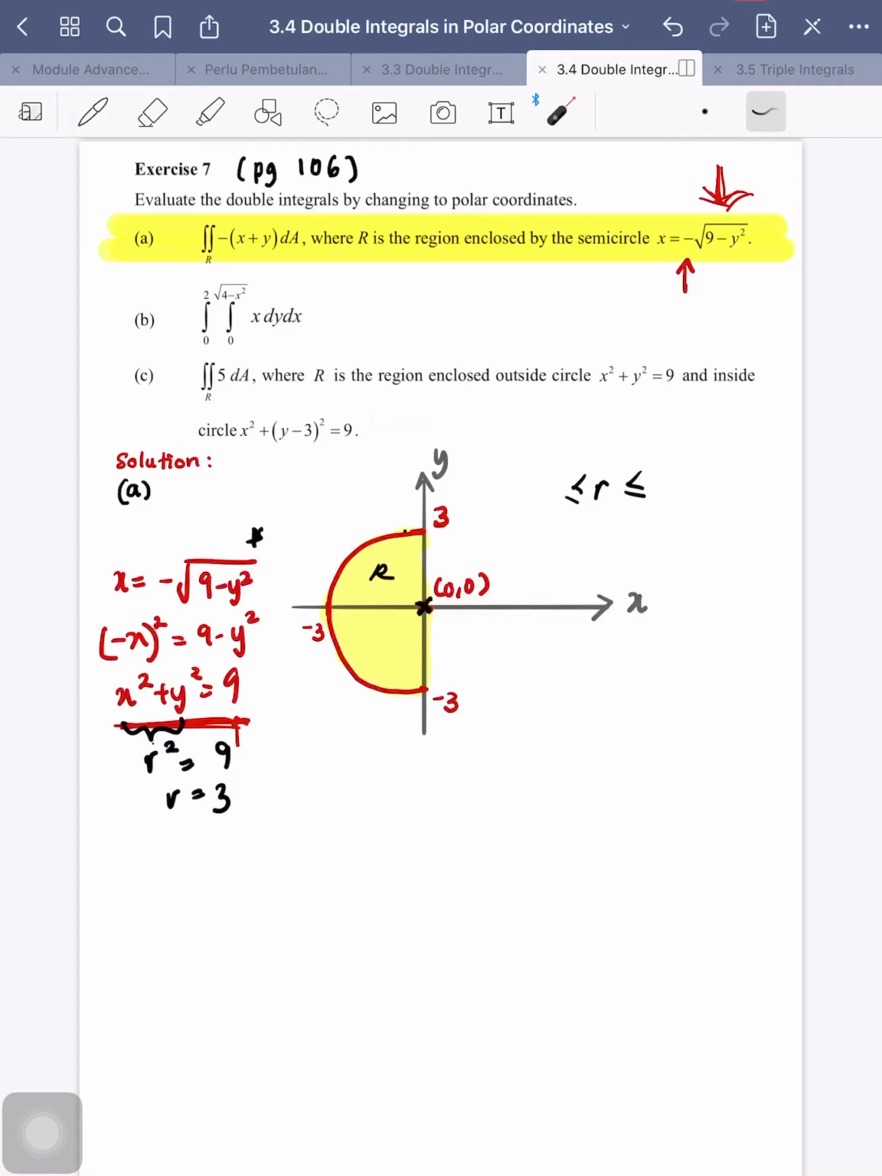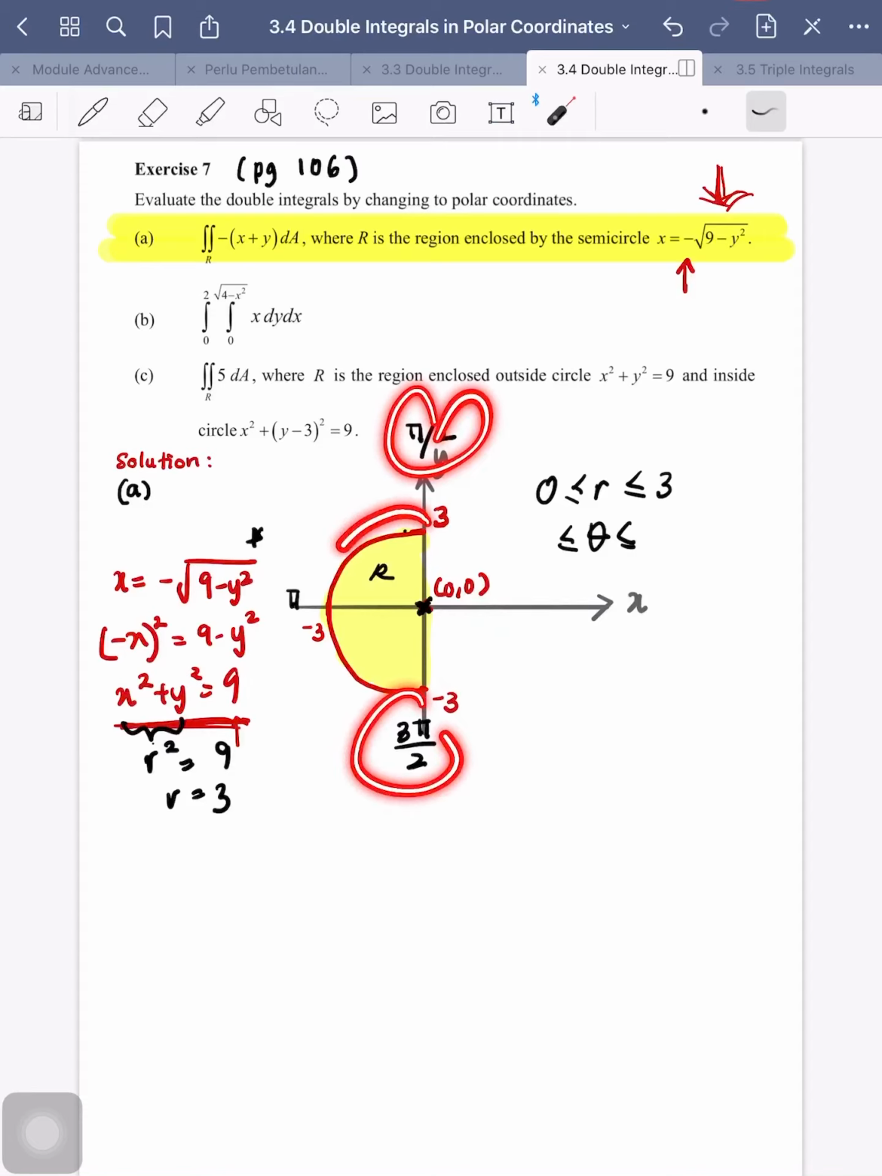Okay, continue. That's why I use this method: just change to r, so you will get r equal to 3. So from the center you get r equal to 0 until r equal to 3, and the theta angle is the shaded region here from pi over 2 until 3 pi over 2. So pi over 2 until 3 pi over 2, see, until here.